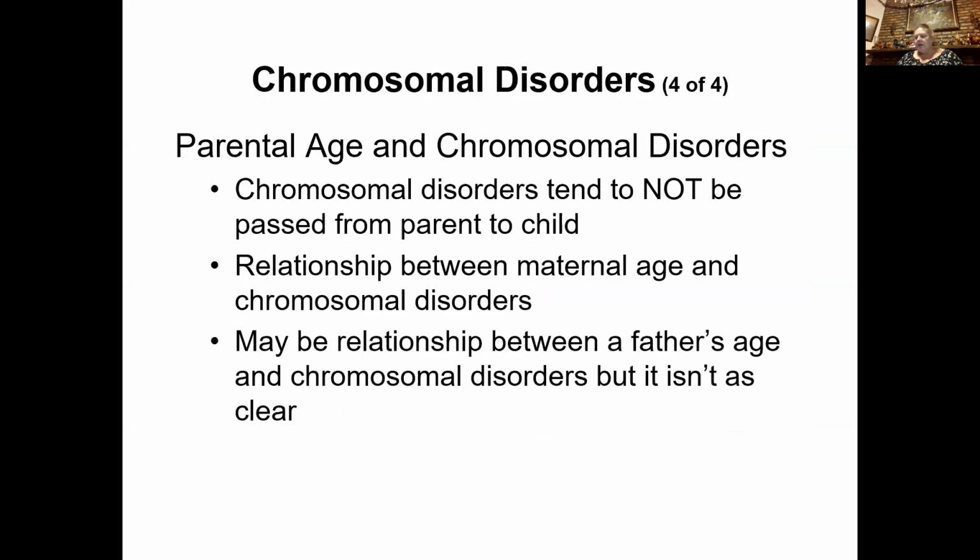Some of the reasons for these chromosomal disorders to occur are parental age. We know that there is a correlation between parental age and chromosomal disorders. And that relationship is that as people get older, when you are, say, over 40, we start seeing more chromosomal disorders, especially if a woman is over 40.